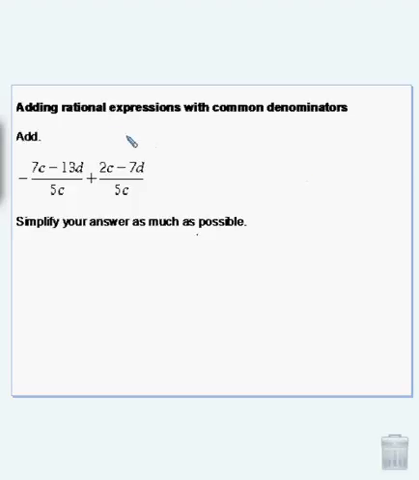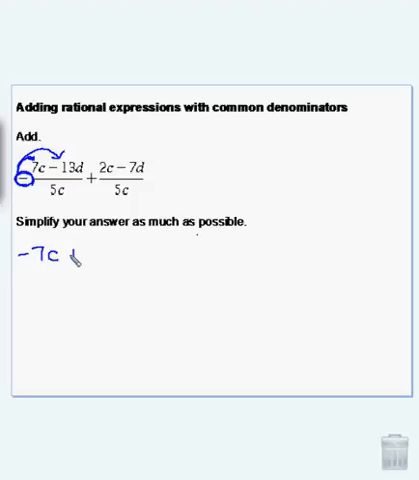Now we're going to discuss adding rational expressions with common denominators. If our denominator is already common, we don't have to make any changes to these two fractions. But we do have this negative out front here. And that negative needs to be distributed, and that will change our signs. So we need to rewrite that.